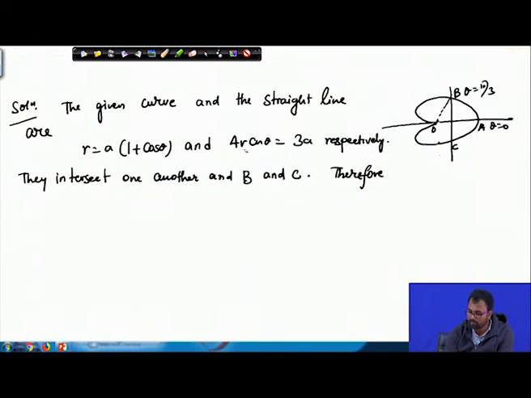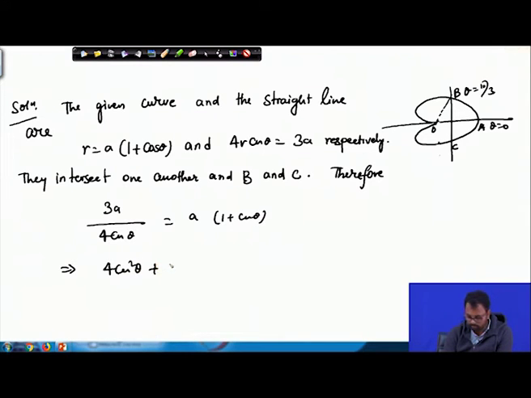The point of intersection can be calculated by substituting the value of r, so that is 3a by 4 cos theta equals a times (1 plus cos theta), and from here we obtain a quadratic equation 4 cos square theta plus 4 cos theta minus 3. If we solve this equation then we obtain cos theta equals half, and if cos theta is half then theta is pi by 3. So they are intersecting at theta equals pi by 3, and we have to calculate the value of r here.